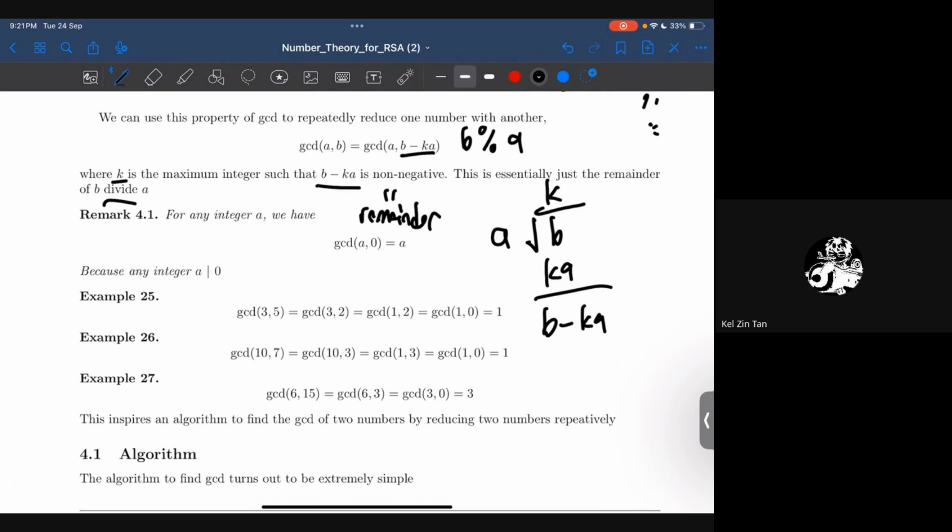So a bit of examples. Let's look at this example. Example 35. So we have GCD of 3 and 5 is equal to GCD of 3 and 2, because this is 5 minus 3.